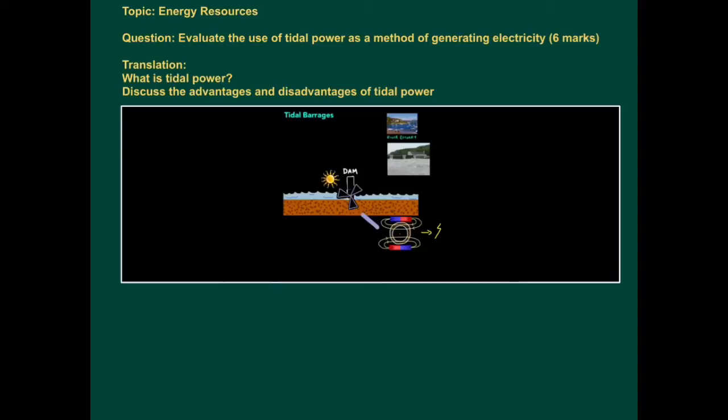This exam application tutorial is on the topic of energy resources. The question for 6 marks: evaluate the use of tidal power as a method of generating electricity. In other words, what is tidal power, and discuss the advantages and disadvantages of using tidal power.